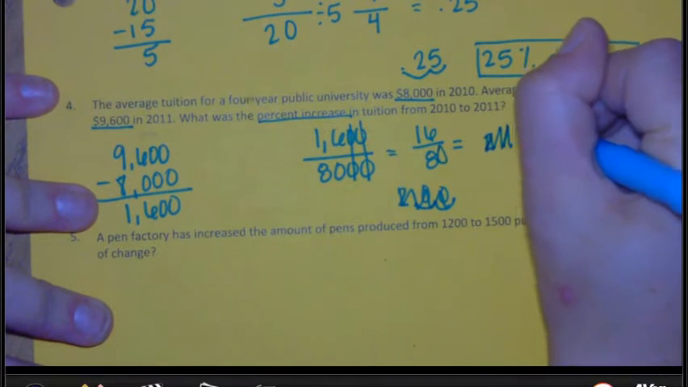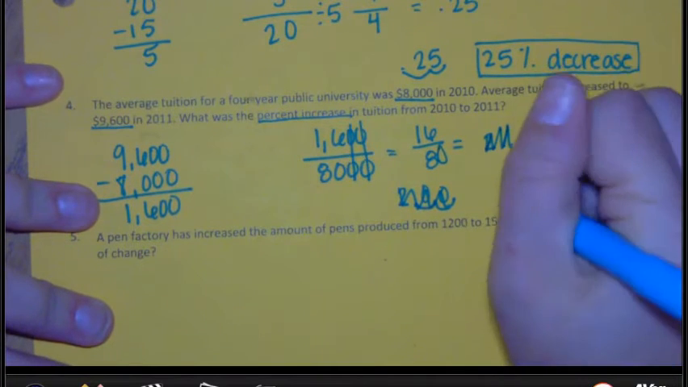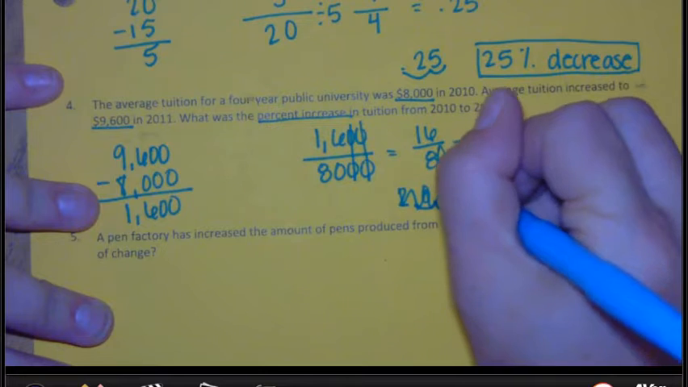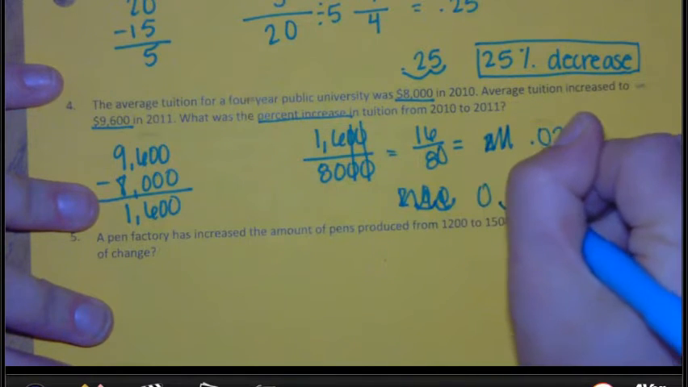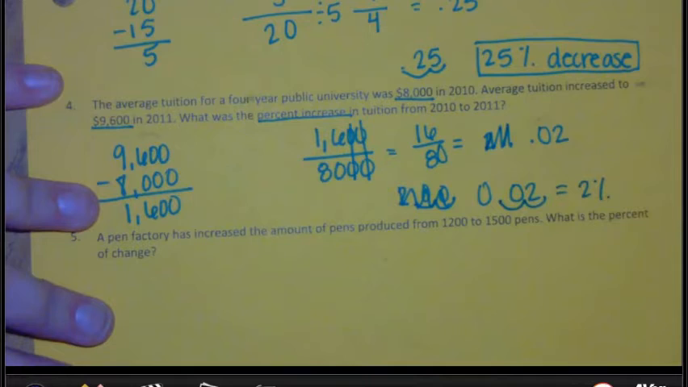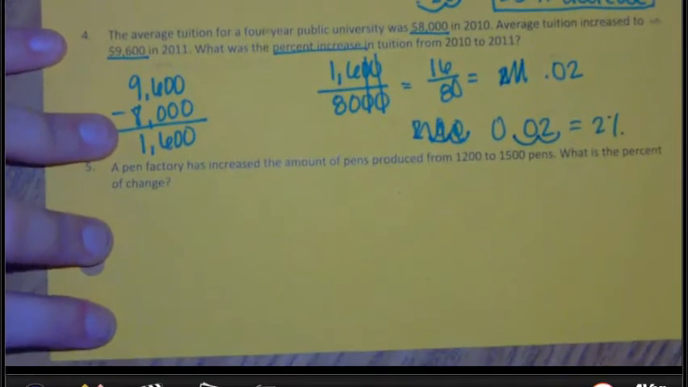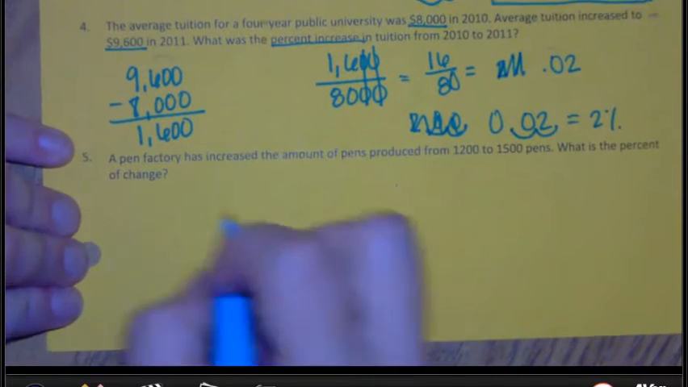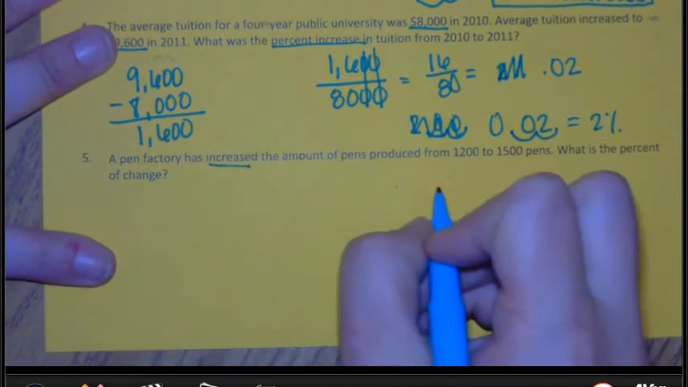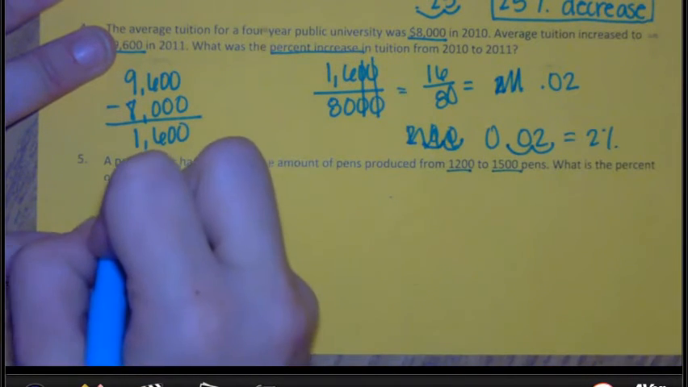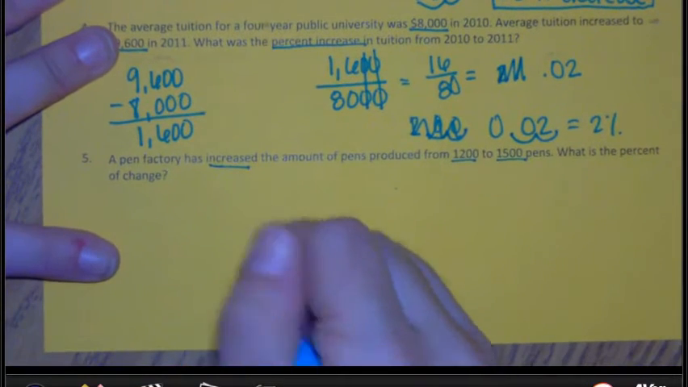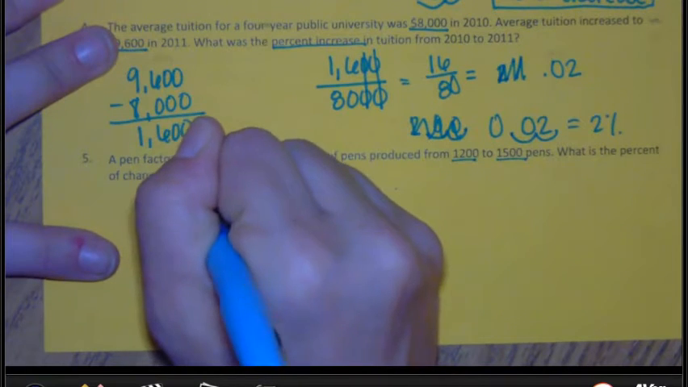This is 0.02. And then you're going to move that decimal. There we go. That's what Ms. Roberts was missing. She missed the 0. All right, 2 times to the right, which gets you 2%. There we go. All right, number 5, a pin factory has increased the amount of pins produced from 1,200 to 1,500. What percent of change is this? Meaning I want to know my percent of increase.